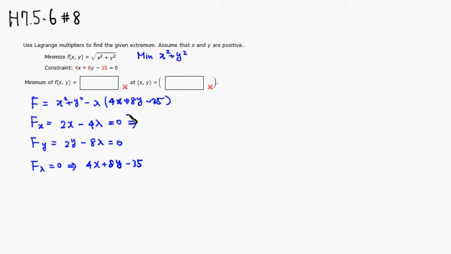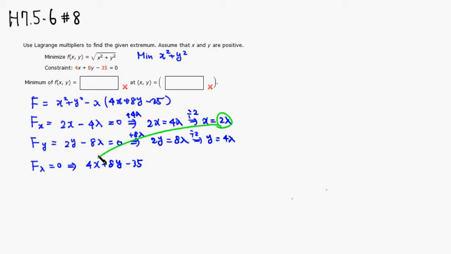Let's see, add 4 lambda, so you have 2x is equal to 4 lambda. Then divide through by 2, so x is equal to 2 lambda. From here, I'm going to add 8 lambda, so 2y is equal to 8 lambda. Dividing through by 2, y is equal to 4 lambda. Then we can just plug these into the constraint equation.